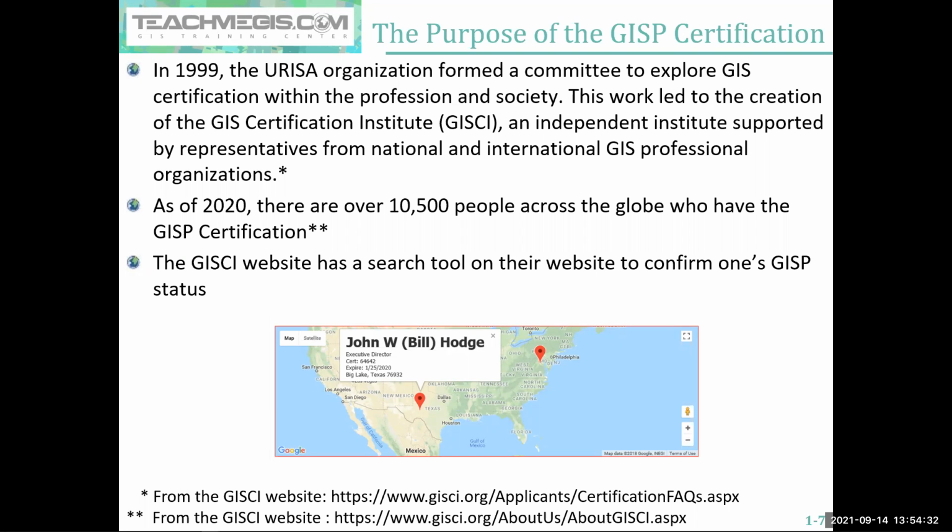They don't do anything except GIS certifications, right? They don't offer GIS consulting services, for example. So they're completely impartial. As of 2020, there are over 10,500 people across the globe who have the GISP certification. And the nice thing is there's a GISCI website with a search tool on it to confirm one's GISP status. So if you apply for a job, your potential employer can go out to this website, search for your name, and make sure that in fact you are certified.